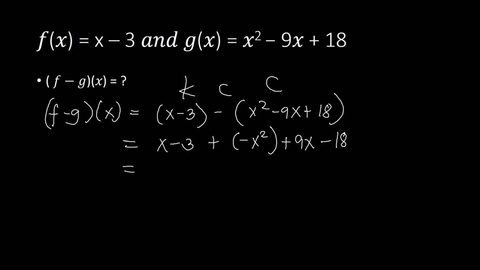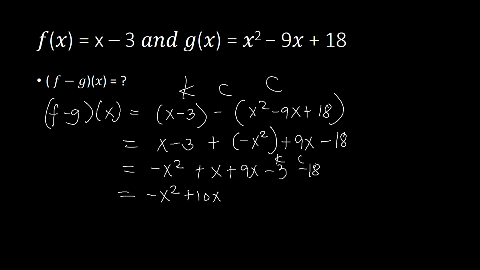Combining like terms and arranging, this is negative x squared. Then we follow with plus x, plus 9x, minus 3, minus 18. Combining like terms, this is now negative x squared. X plus 9x, that's 10x. Then we've got negative 3 minus 18. Do the KCC again. We have negative 3 plus negative 18, that's negative 21. So that will be our final answer. So that will be f minus g of x.